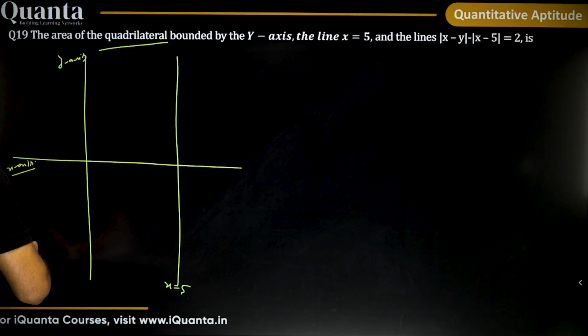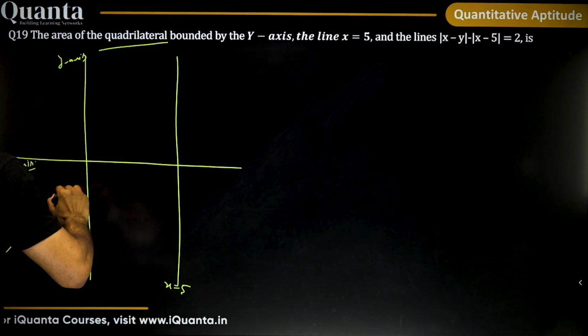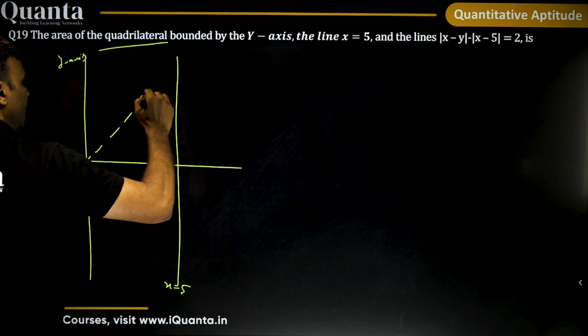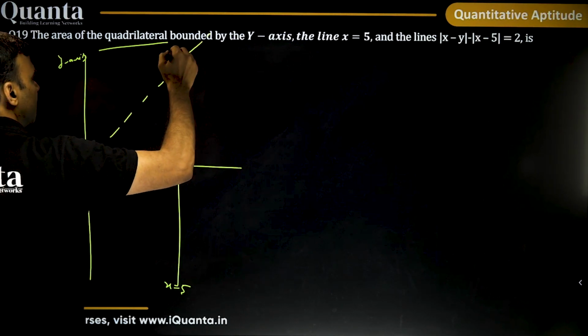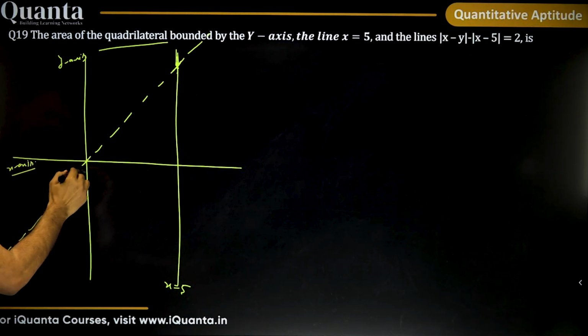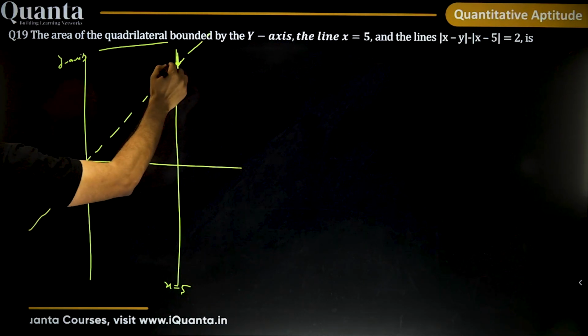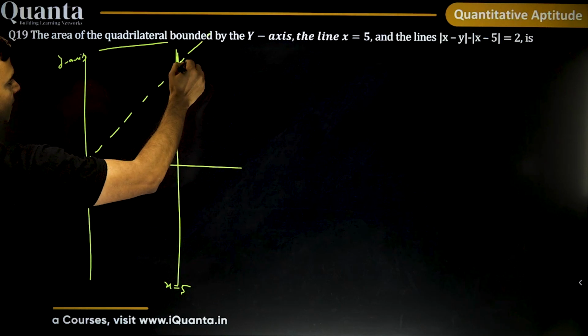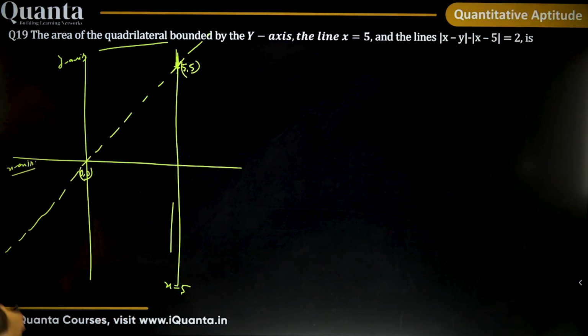X minus y equal to 0 line is this one. If you wish, you can identify this point. Yeah, this is 0, 0. This point will be 5, 5. Why 5, 5? Because it is the line of x equal to 5.